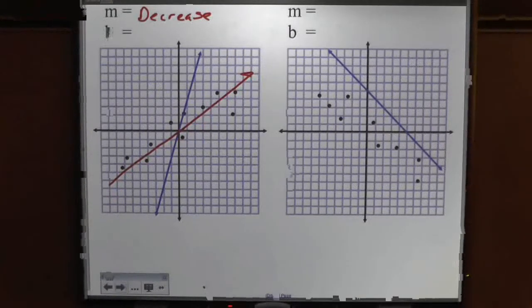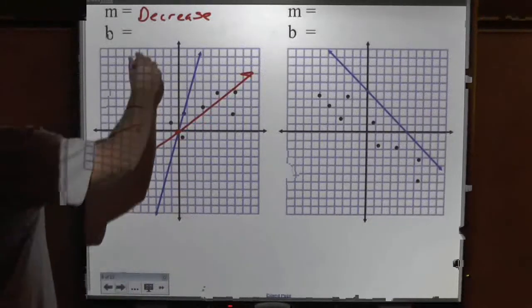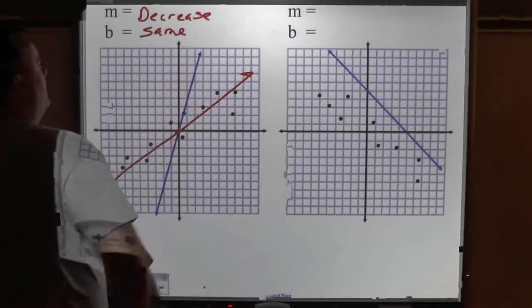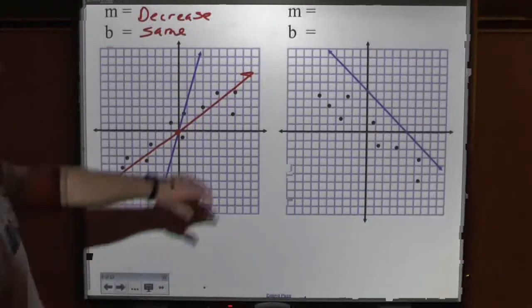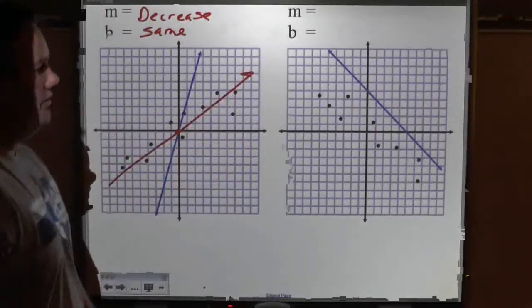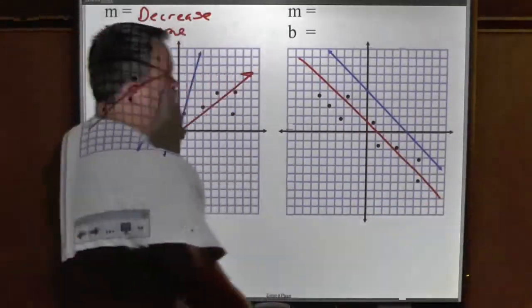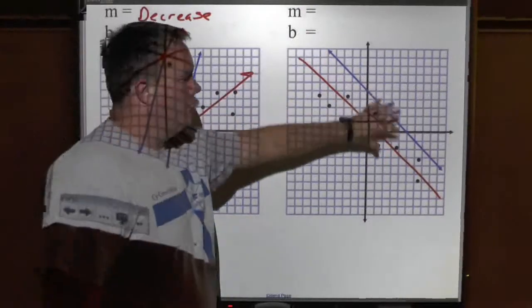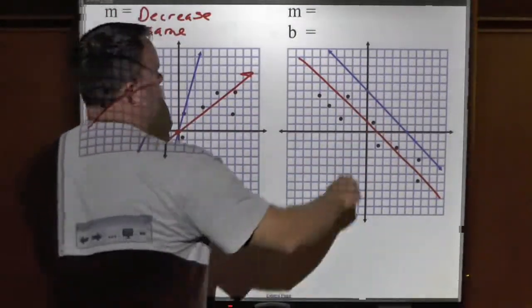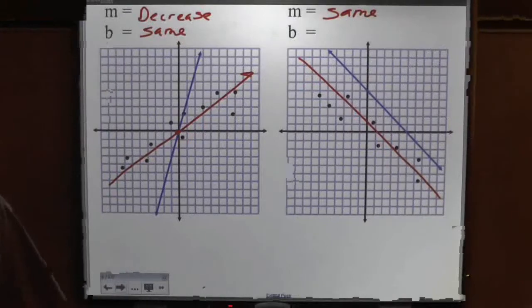Next, the y-intercept. Well, if you notice, both of our lines cross at the same spot. So from here, the y-intercepts need to stay the same. All right? Let's take a look at this one over here. As you can tell, that line does not represent those points very well. I would say that this one represents it a heck of a lot better. Now, as we go through this, the first thing is look at the slope. If you look at this, I think these both go in the same direction at the same steepness. So I would keep that the same. The slope is the same.